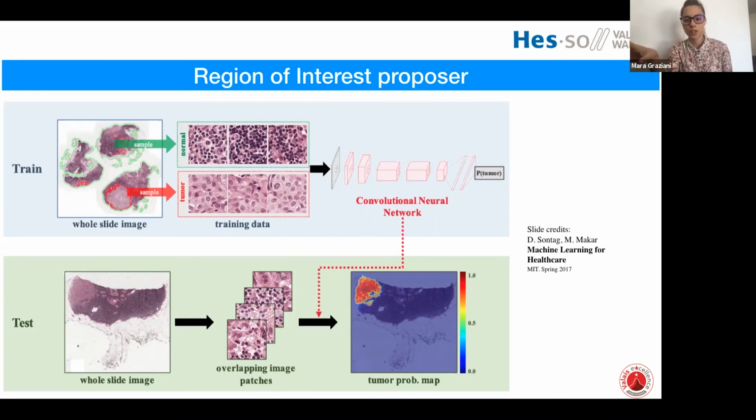Then a convolutional neural network is trained with a binary classification task to determine whether each image contains some tumor or not. At testing time, the image is also split into patches or tiles, and these patches are passed to the CNN to build a heat map of the probability of tumor that would determine which areas are the most at risk because they have a higher likelihood to contain tumor.